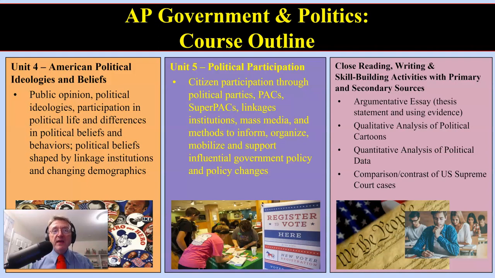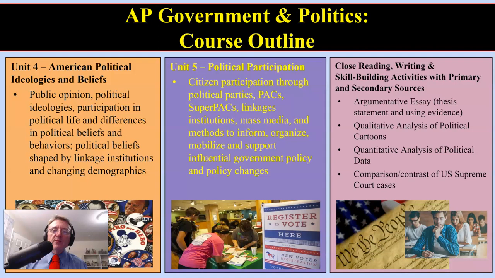How does this shape how people react and how people take their political beliefs and apply them to what they believe in order to take action, which is where we will close out the units looking at political participation, the idea of participating in political parties and political campaigns and other linkage institutions, reading about them through the media, joining interest groups, and all of those sorts of things.